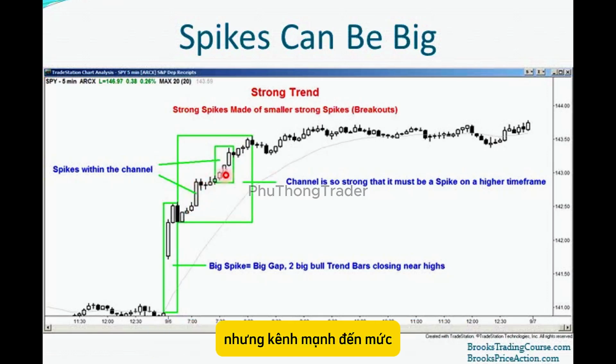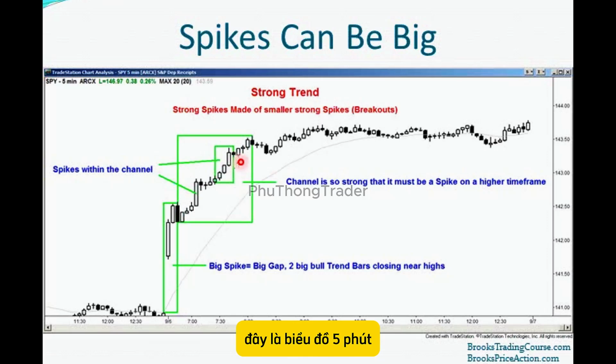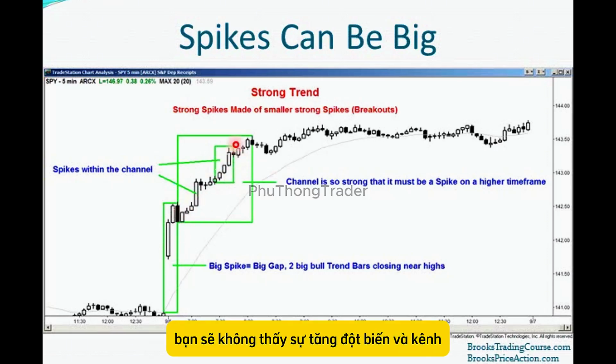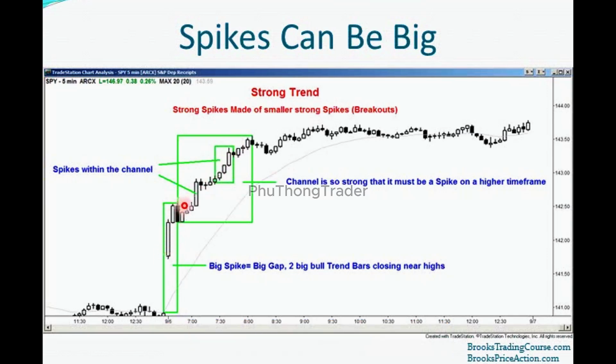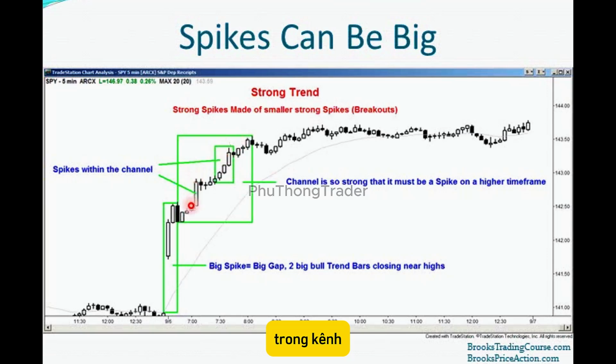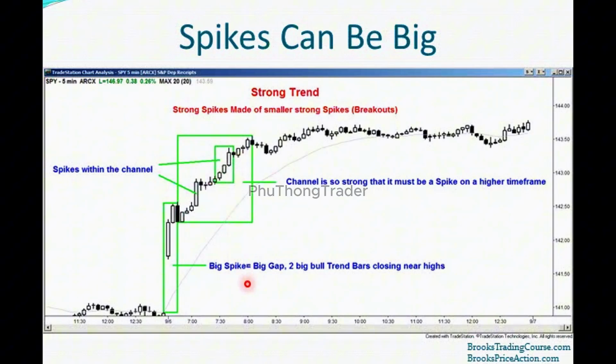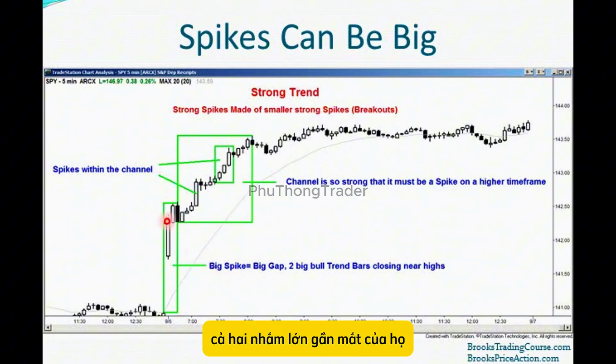But the channel is so strong that you know it has to be a spike on a higher time frame chart. This is a 5-minute chart. And if you look at a 15-minute chart, you will not see a spike and channel. You'll just see one spike composed of a series of bull trend bars. Within the channel, there are smaller spikes and then other channels. Here, 2 bull trend bars, both large, closing near their highs. That's a sign of a strong trend.